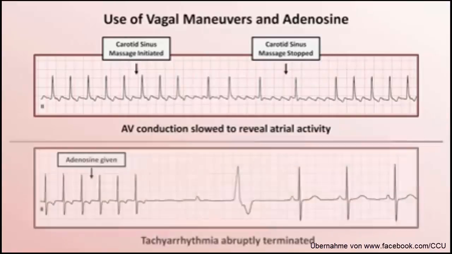In this second example, another patient also had a narrow complex tachyarrhythmia which was not affected by vagal maneuvers. Therefore, 6 mg of adenosine was given. Note that the arrhythmia abruptly terminates, followed by a significant pause in the rhythm before normal sinus rhythm is reestablished by the end of the strip.